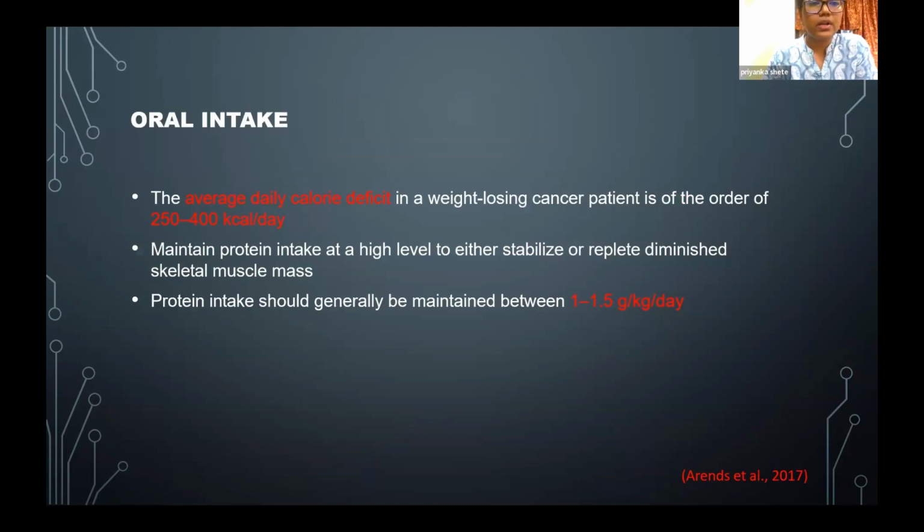Then first we see the overall intake. The average daily calorie deficit in a weight-losing cancer patient is of the order of 250 to 400 kilocalories per day. Maintain protein intake at a high level to either stabilize or replace diminished skeletal muscle mass. Protein intake should generally be maintained between 1 to 1.5 grams per kg per day.